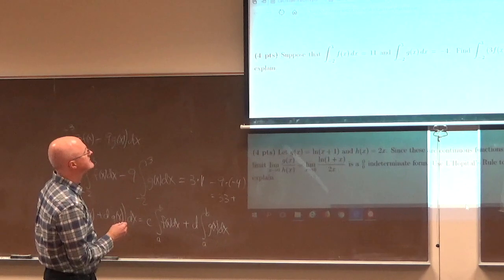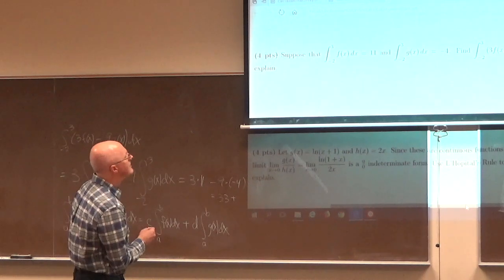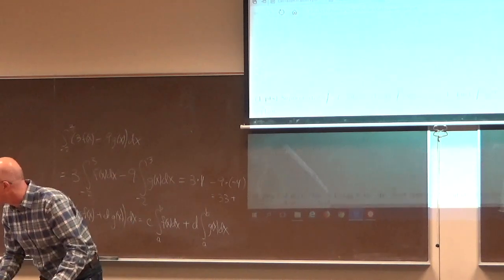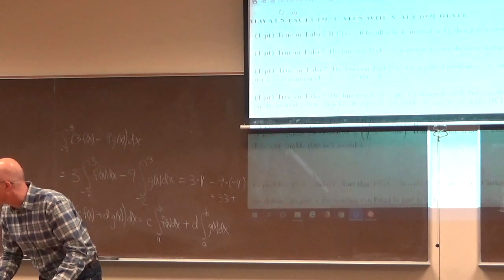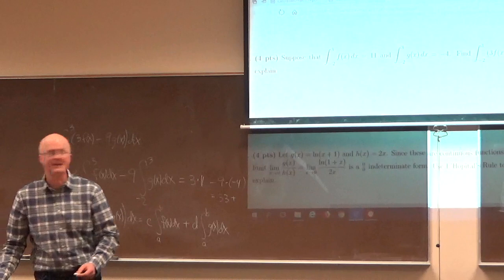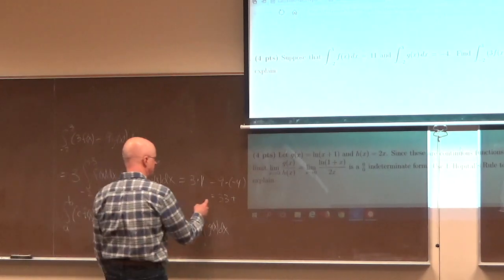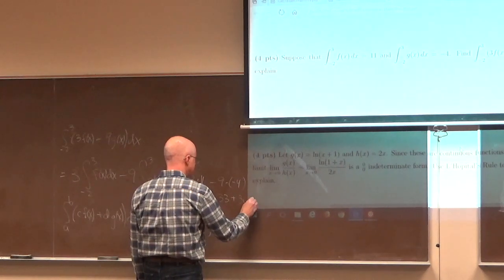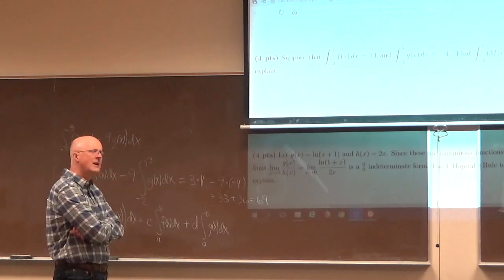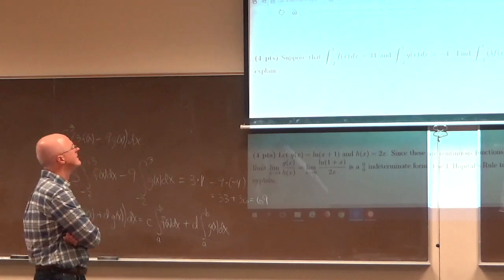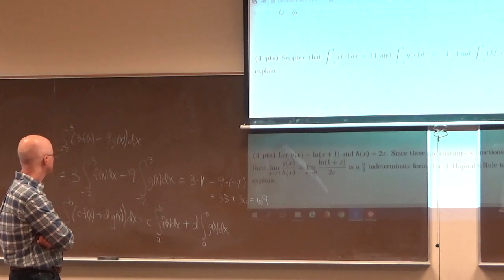Did I do the right thing? This seems different than what I thought it was. This is your exam 3, okay. So you're going to get 33 plus 36, 69. I was thinking the answer was different. I must have made a mistake somewhere.